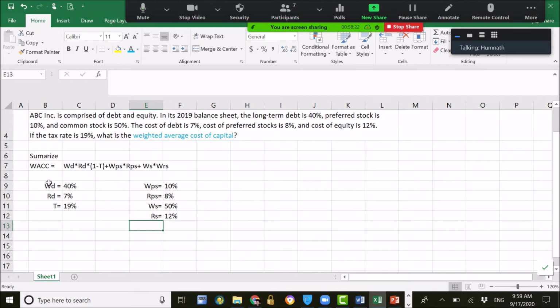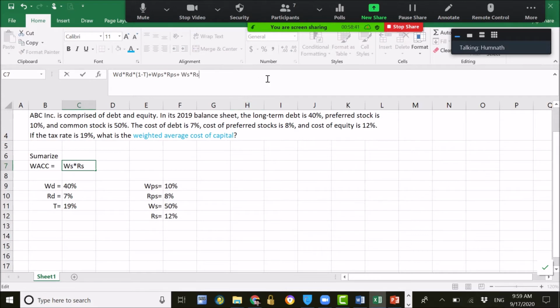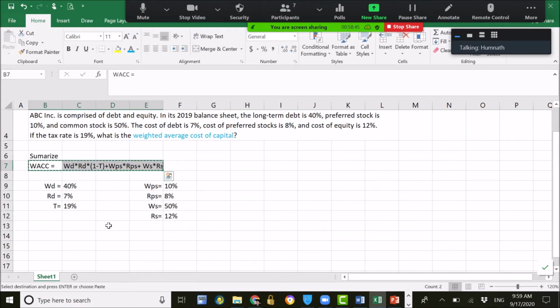Okay, so let me copy this formula and plug these numbers. Let's see what happened here. There is an error over here. This is actually RS. Okay, this is RS. So let me bring this formula down here. If you use Excel, this is how much easier it's going to be.